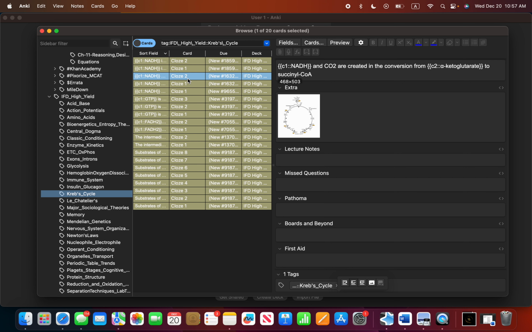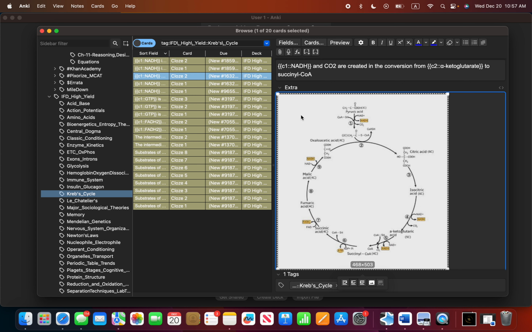Okay, same thing. NADH and CO2 are created in the conversion from alpha ketoglutarate to succinyl CoA. Succinyl CoA, where is that? Okay, here. So NADH and CO2 are created here.